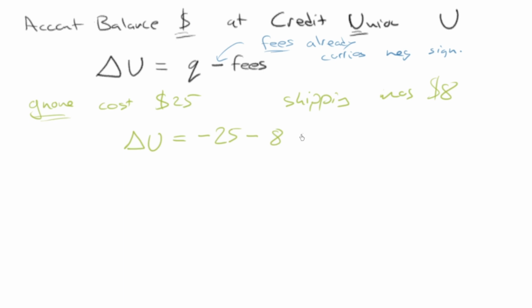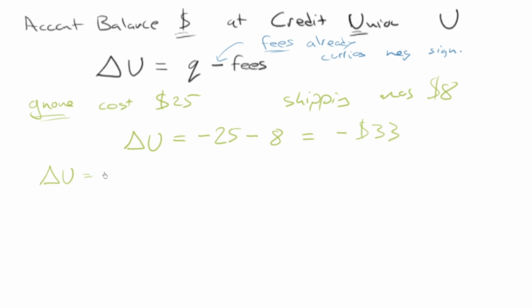So say that's what happened. I would then find that my credit union balance had decreased by $33. But then sometime later, I forgot how much I paid for it. I show one of my friends this beautiful gnome, and she says, oh, how much was that? I want to buy one. And I say, I can't remember. I don't have the receipt. For some reason, I can't look it up online. So I go to my credit union, I log in, and I see the transaction. I see essentially the delta U equal to negative $33.